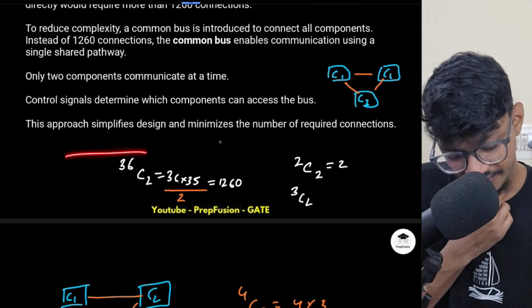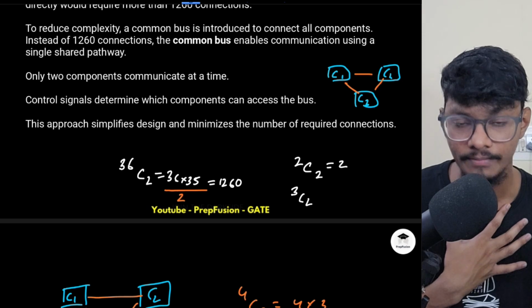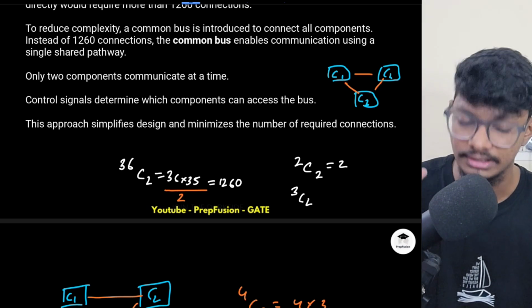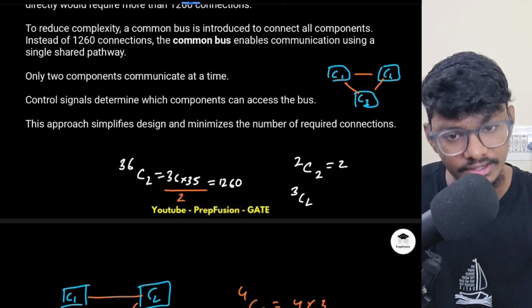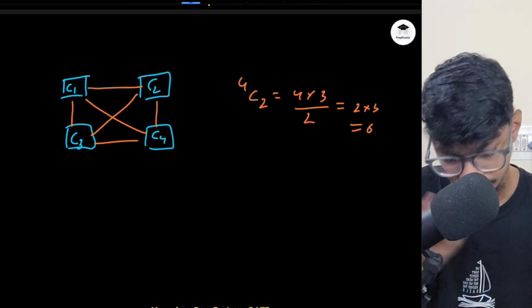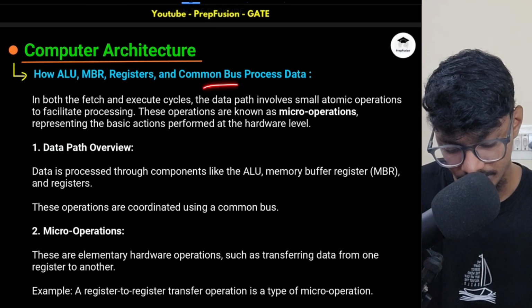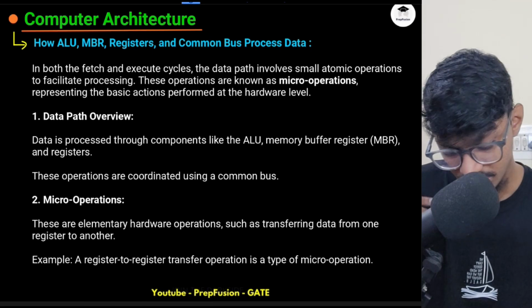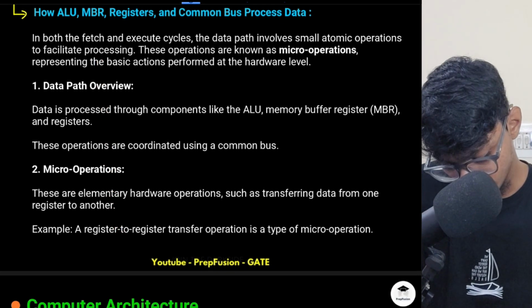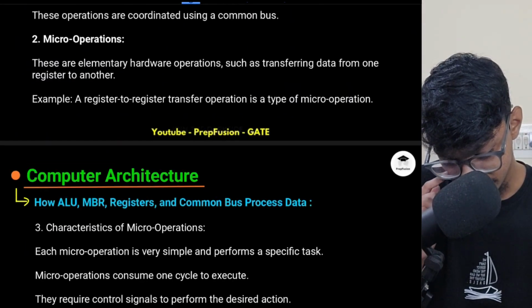This approach simplifies and minimizes the required connections. I'm just giving you an example; currently the architecture can be different. I'm just giving you how we started. Now, how the ALU, MBR, registers and common bus process the data, I've already explained this actually. You can go through this and read this.